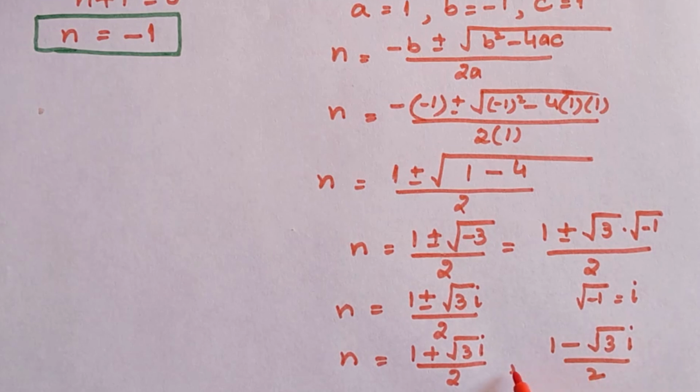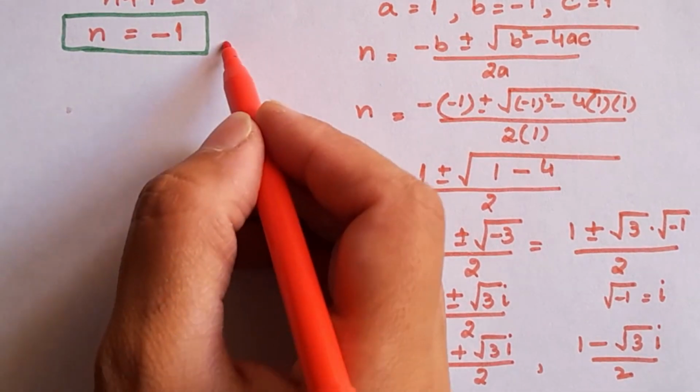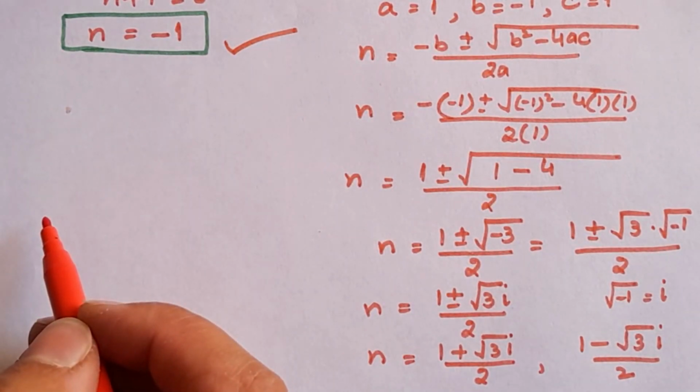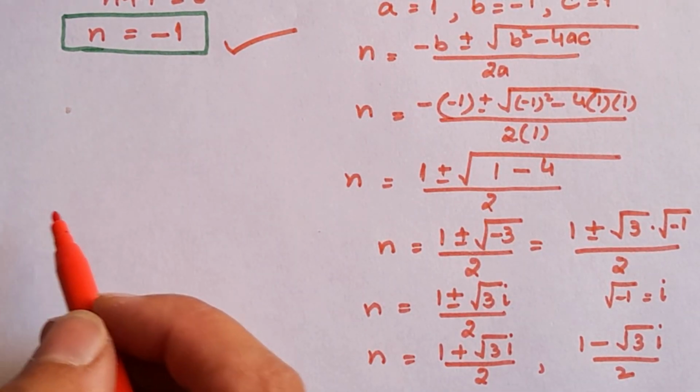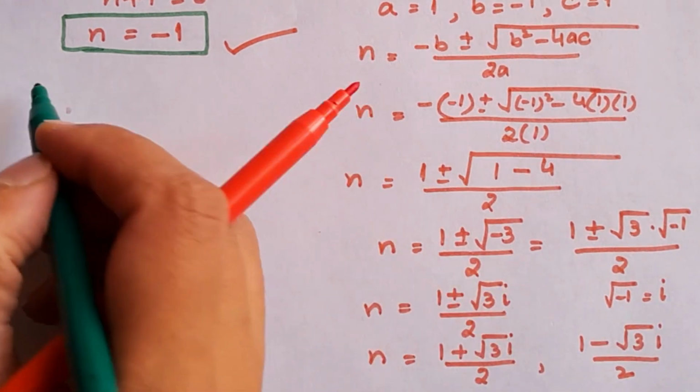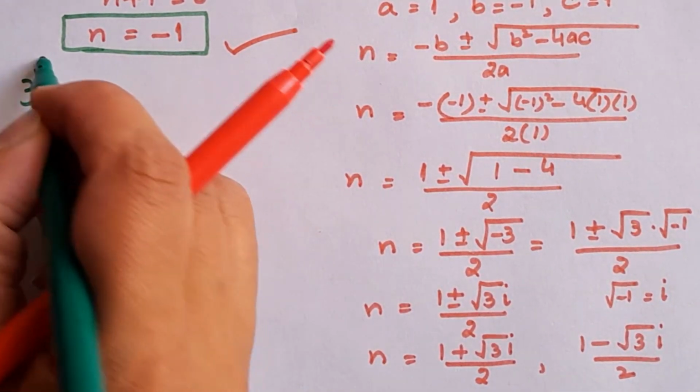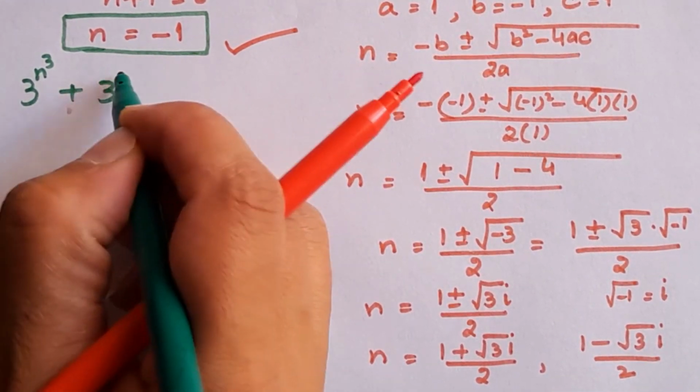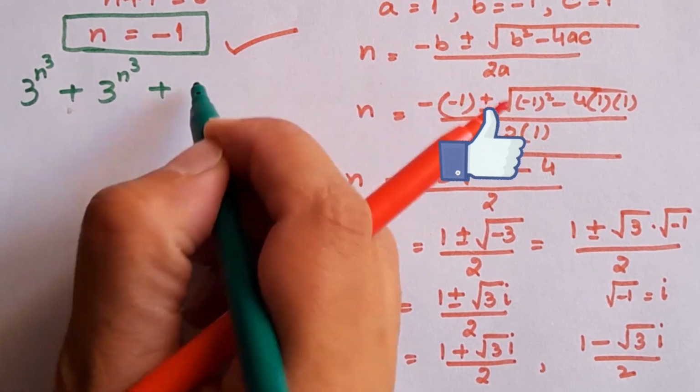But we can see that these are complex solutions. So we are going to simply reject these solutions and we will deal with the real one only. n is equal to negative 1 is the real solution. Now the next step is that we are going to check and verify whether this value of n is correct or not. We are going to put the value of n in the given equation.